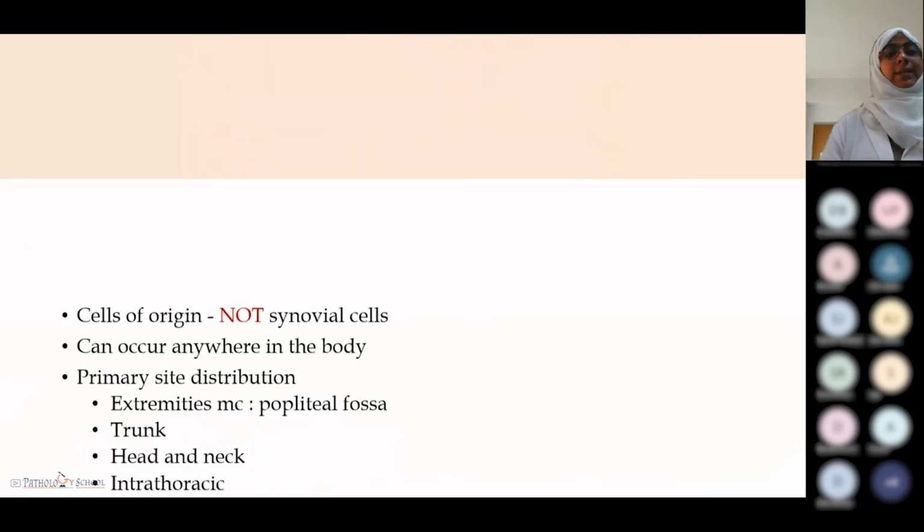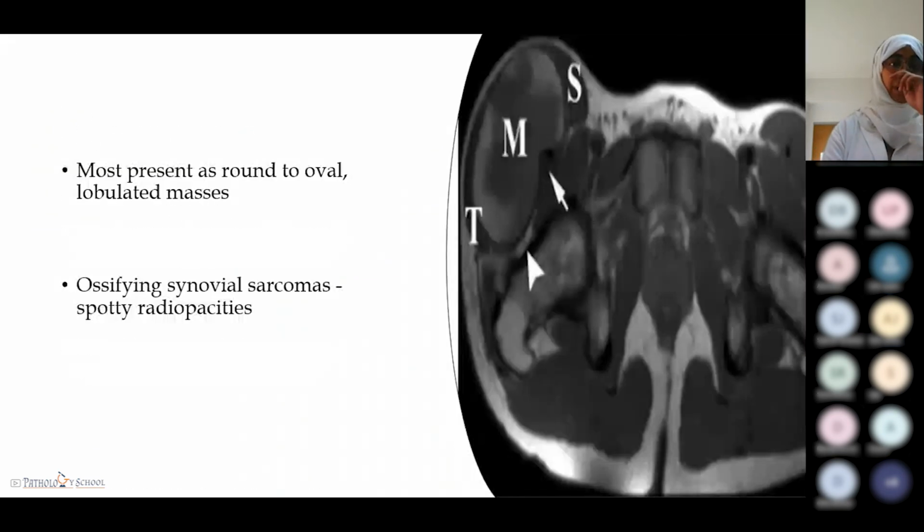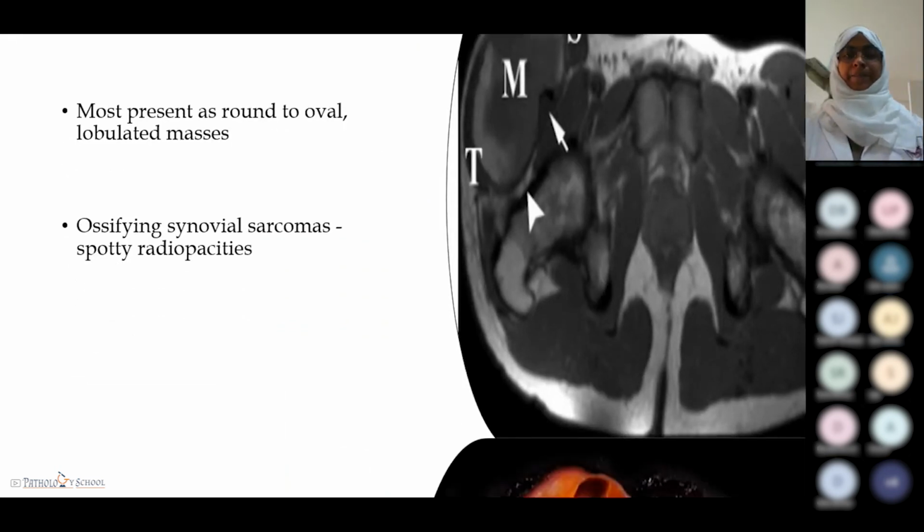Now comes the synovial sarcoma. Don't go by its name. The cell of origin is not the synovial cell. Studies are still going on about the origin of this tumor. It can occur anywhere in the body, with the primary site in the extremities, especially the popliteal fossa, presenting as round to oval lobulated masses.